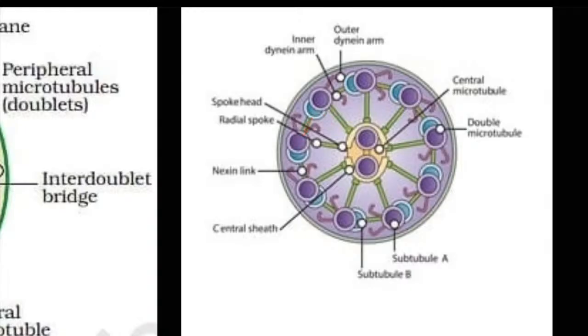This connects the A tubule to the B tubule of the adjacent doublet. This is one doublet, this is one doublet, this is one doublet, by the way. This prevents excessive sliding of doublets.